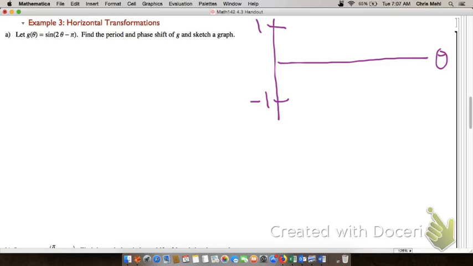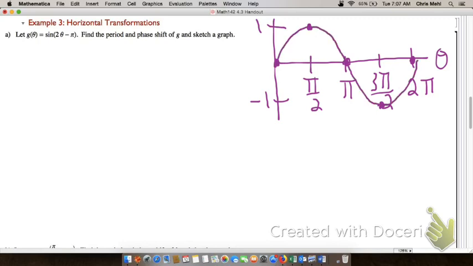Your fundamental cycle of sine goes from 0 to 2 pi. Halfway between is pi, a quarter of the way is pi over 2, and 3/4 of the way is 3 pi over 2. So the fundamental cycle can always be broken up into fourths. Then 1/4 of 2 pi is pi over 2. Now sine starts at 0, increases to positive 1 at pi over 2, is back to 0 at pi, at negative 1 at 3 pi over 2, and back to 0 at 2 pi. So here's a fundamental cycle of the graph of sine.